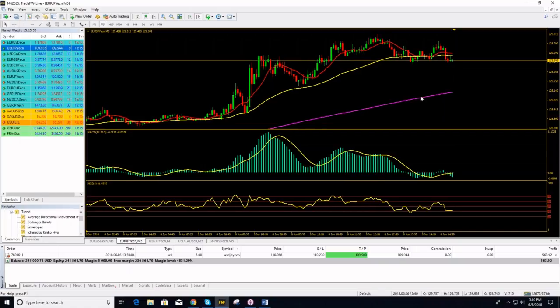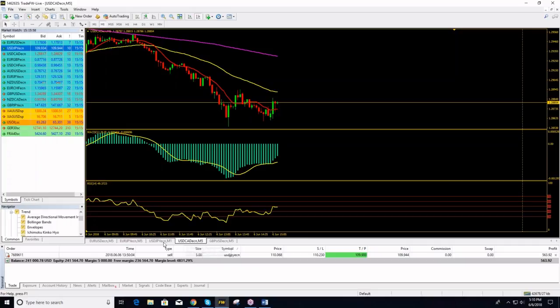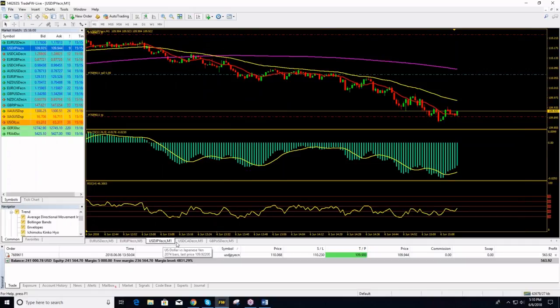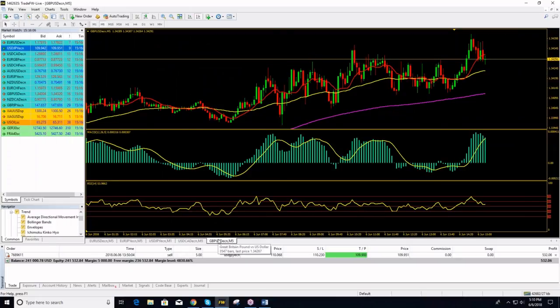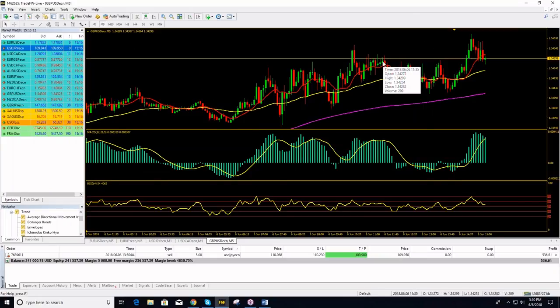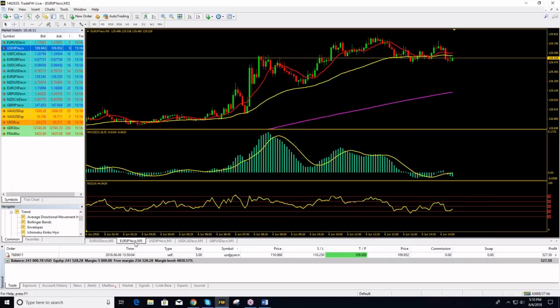So let's see. Dollar CAD, nothing. Dollar yen, we wait. Pound dollar, nothing to observe, nothing to say. You see, pound dollar is a mess today. So that's why our trading setup was not triggered. So we are waiting patiently for dollar yen take profit order to be hit.